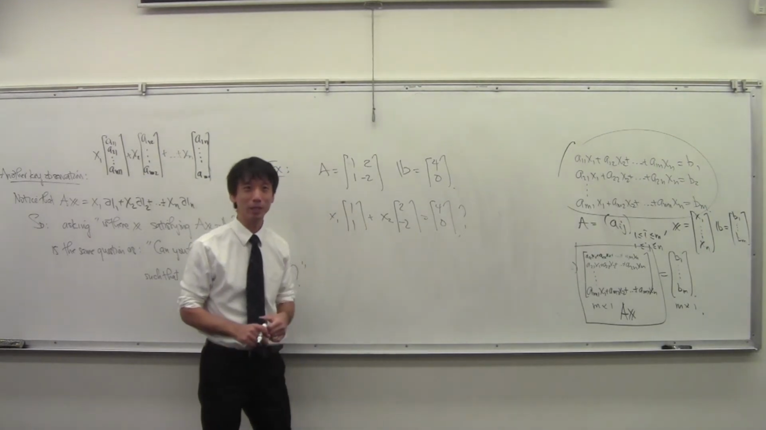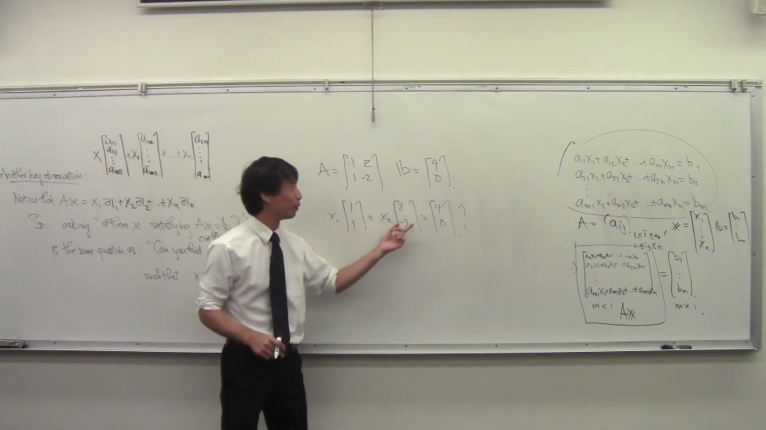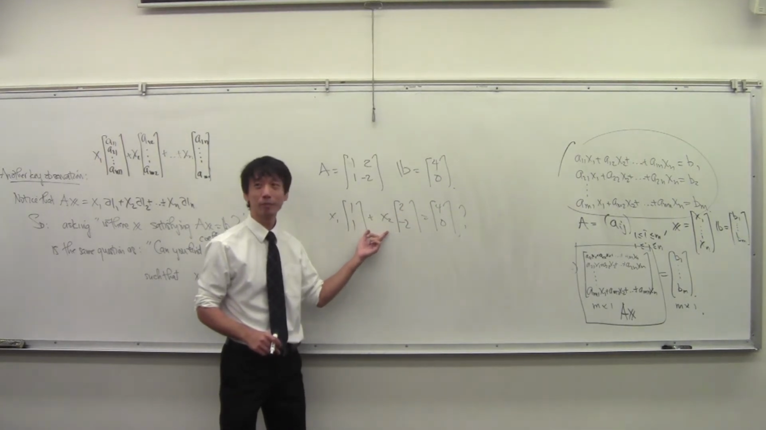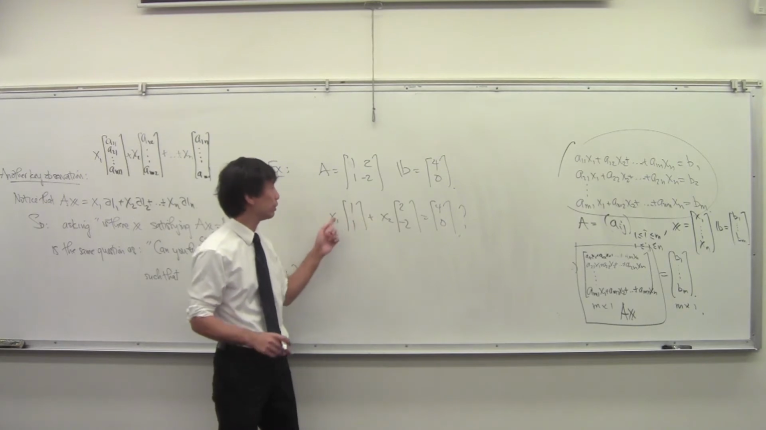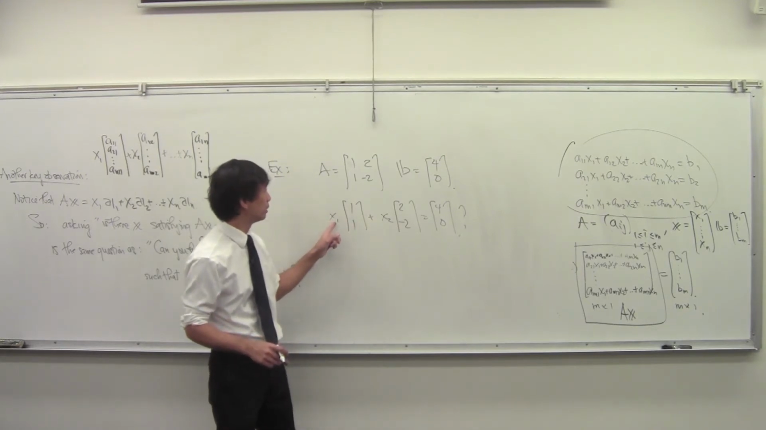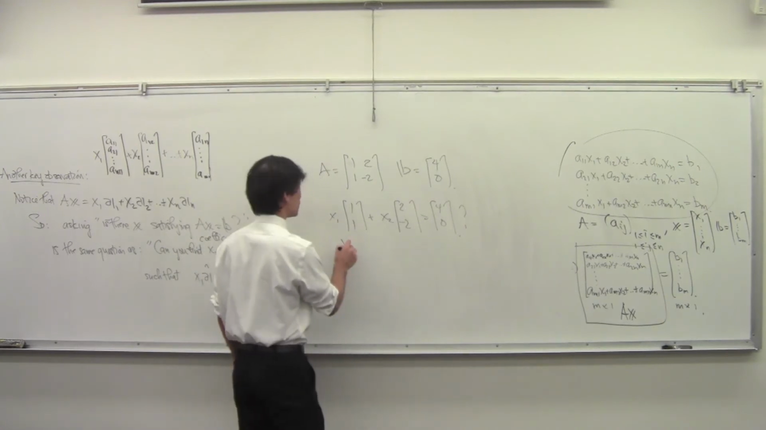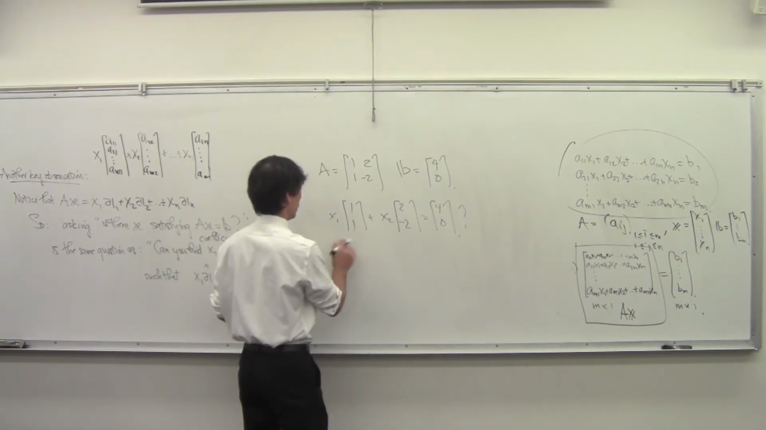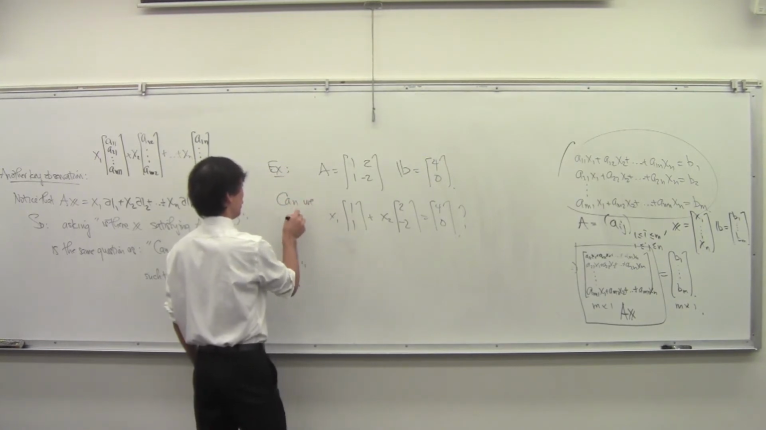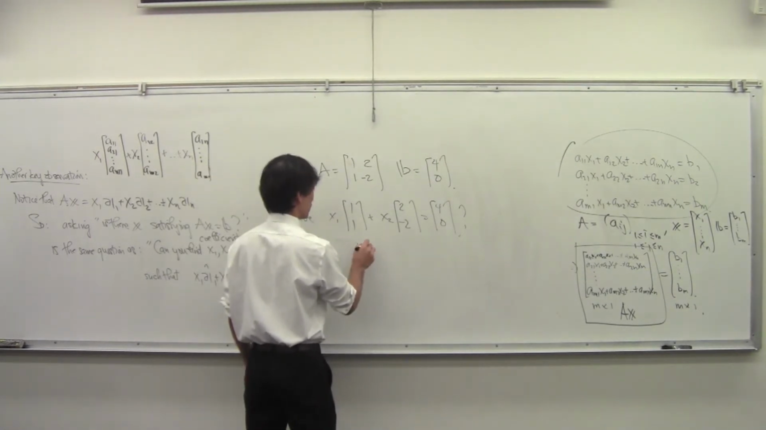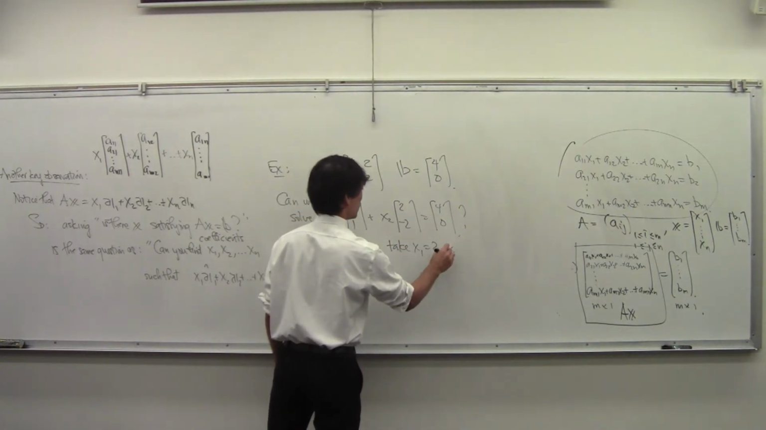Anybody just see it immediately? What coefficients should we take to get 4, 0? 2 and 1. Yeah, that'll do. Right, 2 and 1. Can we solve this? Yes. Take x1 to be 2 and x2 to be 1.